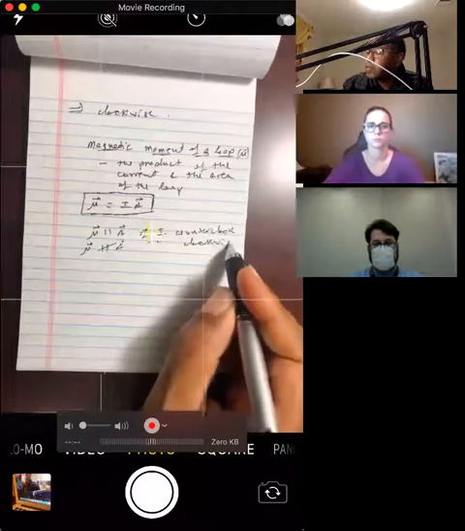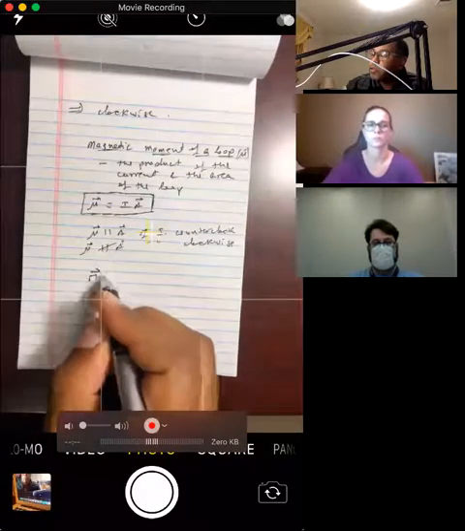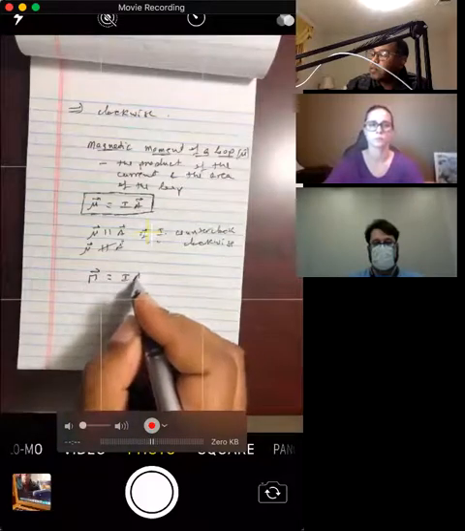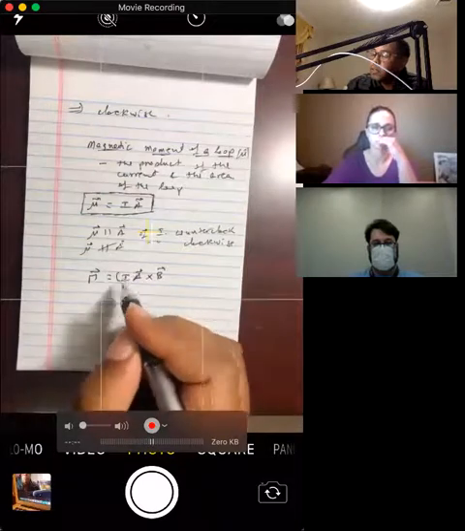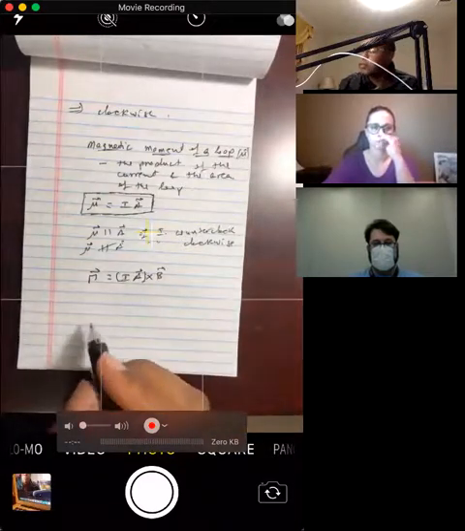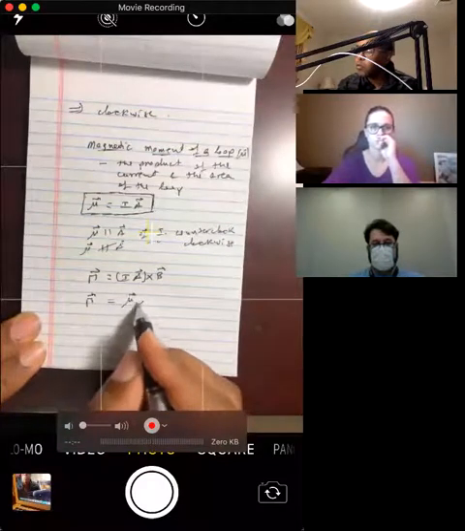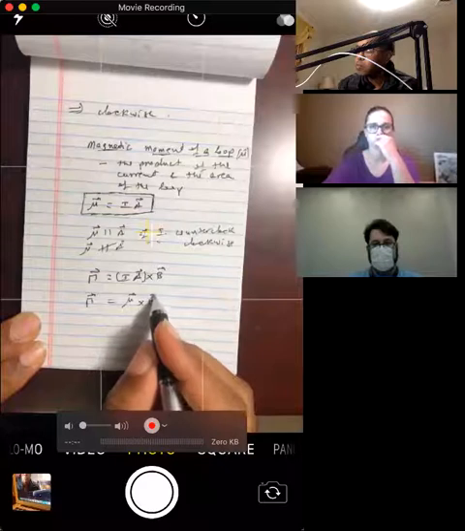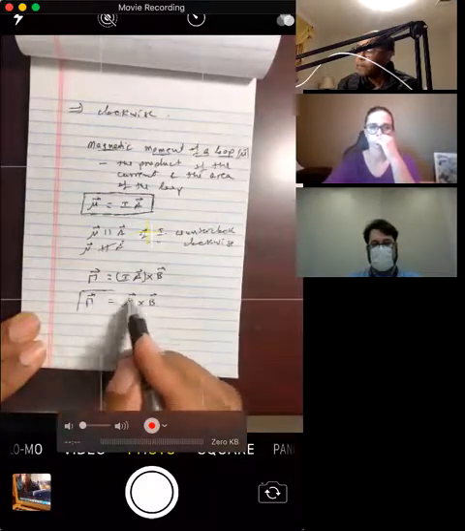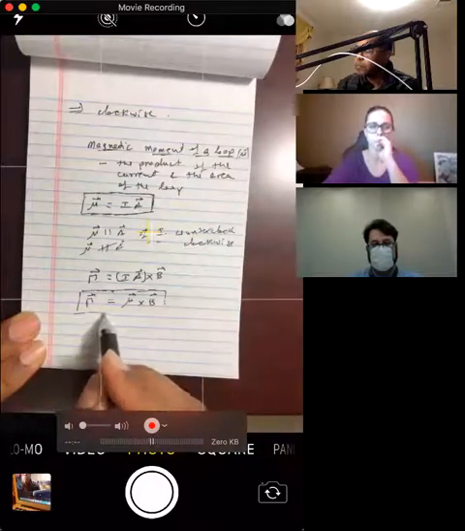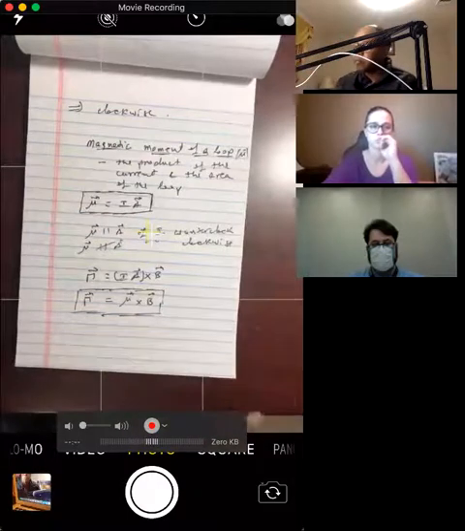So now we can modify the formula for torque. This is the formula for torque: torque is current times area crossed with B. But now this is the magnetic moment. So the modified formula for the torque will be the magnetic moment of the loop crossed with the magnetic field. This is the definition of torque using magnetic moments.